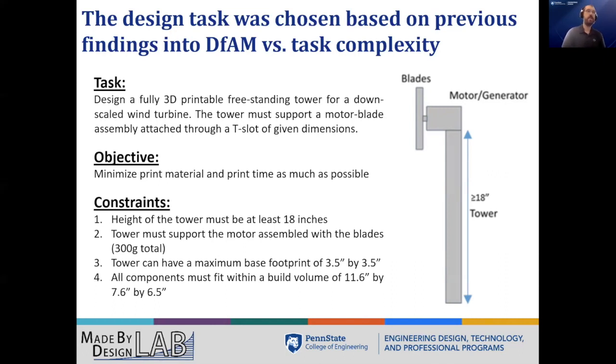The reason why 18 inches is because it prevents them from being able to get the entire length of a tower along any one dimension of the printer that they were using. So they were going to have to use some sort of assembly here. And then we provided them with a series of constraints in order to really push that use of design for additive.